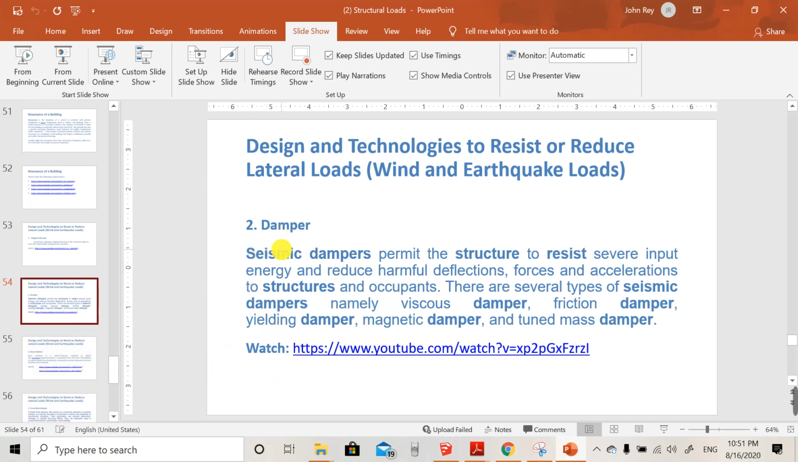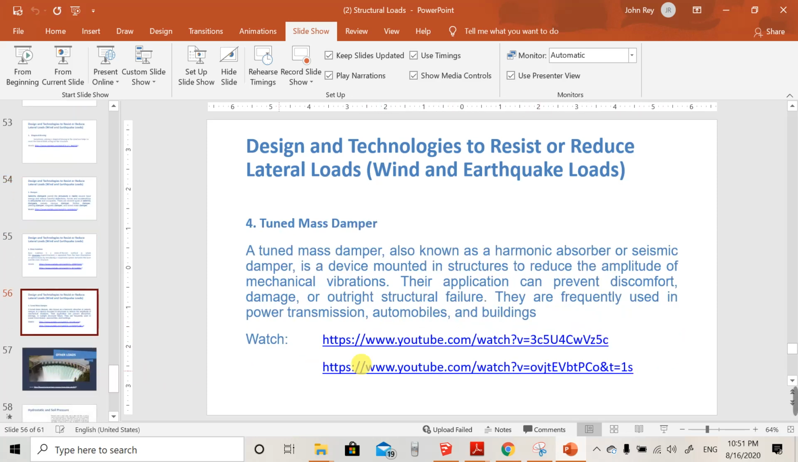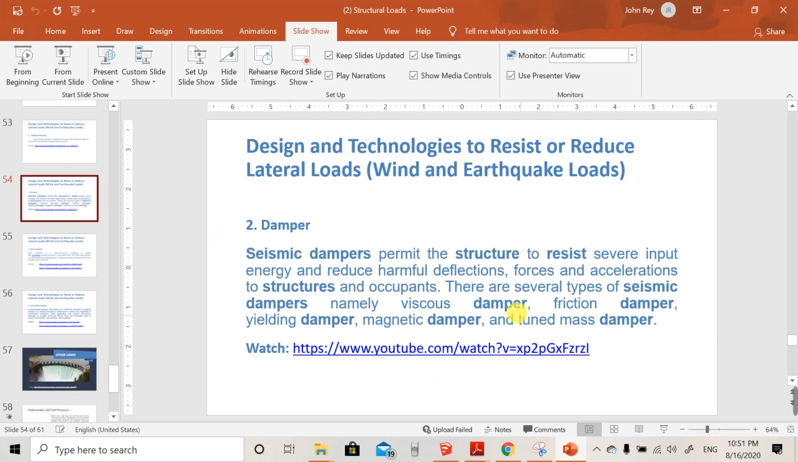Seismic dampers permit the structure to resist severe input energy and reduce harmful deflection, forces, and acceleration to the structure and occupants. There are several types of seismic dampers, namely viscous damper, friction damper, yielding damper, magnetic damper, and tuned mass damper. By the way, may tuned mass damper din naman tayo mamaya. Pero, itong damper na tinutukoy nito sa video na to class is a viscous damper.